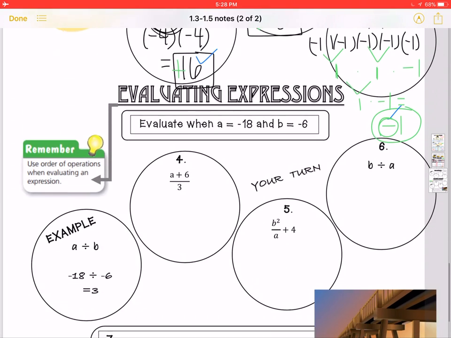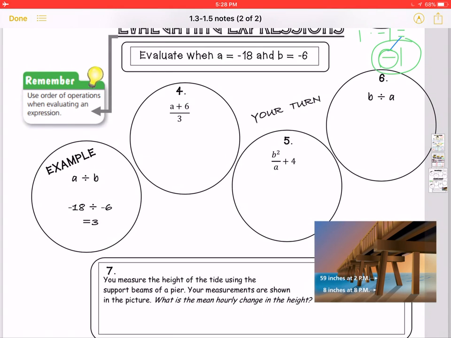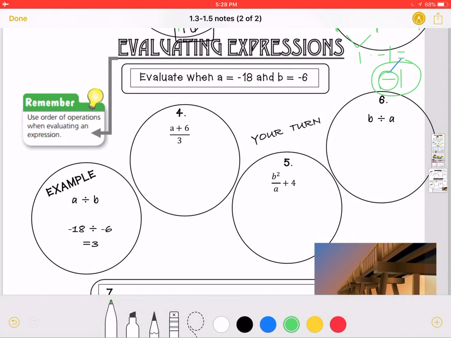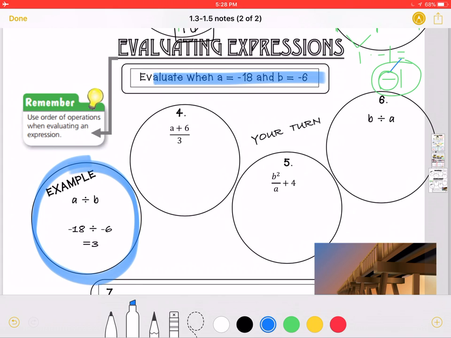Once you've written that down, let's continue on to the last part of our notes here. Evaluating expressions. This is when we're plugging in values for different variables. So our first example, A is negative 18, B is negative 6. I plugged those in, and I divided them and got a positive 3. So when we're evaluating expressions, we're going to replace the variables with those numbers. A nice reminder, we're going to use order of operations when needed.